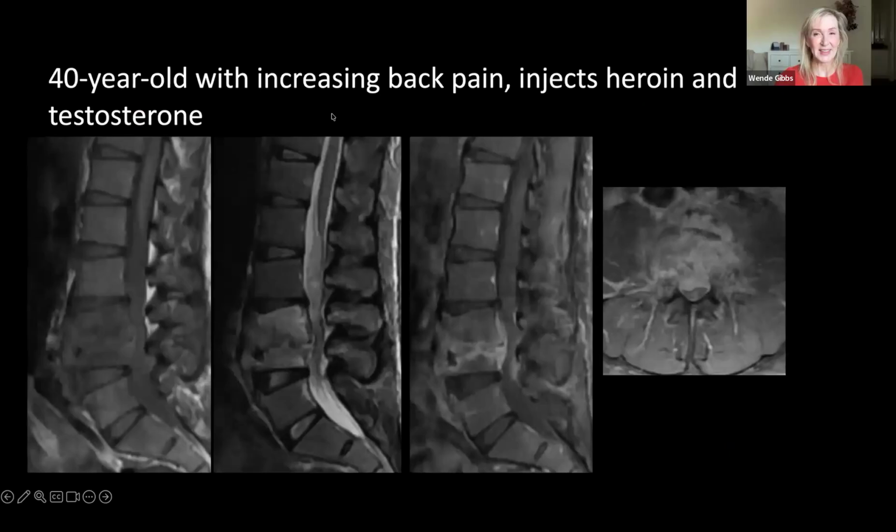So this was a case of that. This is just an example. I liked this case a lot. This is a 40-year-old, I think he was a construction worker. He had increasing back pain. He was a drug user. And he came in, very typical picture for discitis osteomyelitis. This is when he first came in.